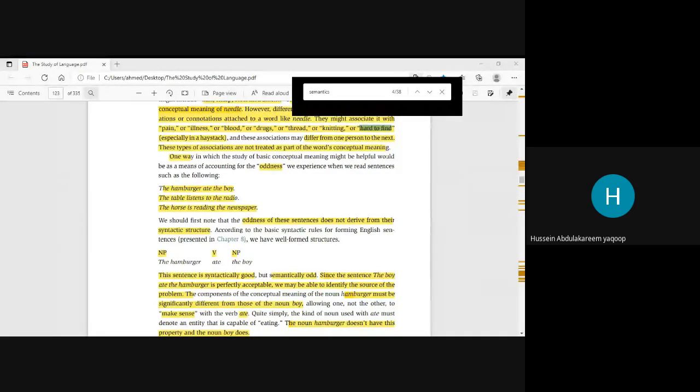I may ask Mahmoud to tell me what he understands from the hamburger ate the boy. Just like we say, for example, the hamburger ate the boy. This sentence is syntactically good, but semantically odd. Since the sentence the boy ate the hamburger is perfectly acceptable, we may be able to identify the source of the problem: the kind of noun that can be the subject of the verb ate. It must denote an entity that is capable of eating.